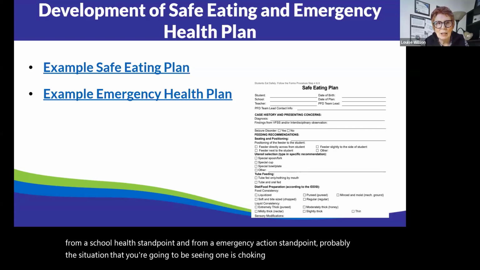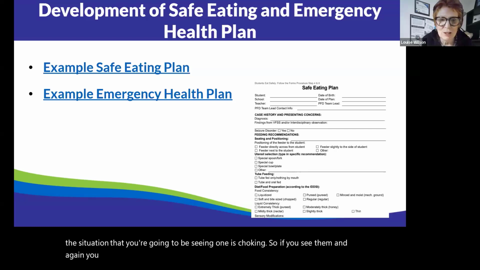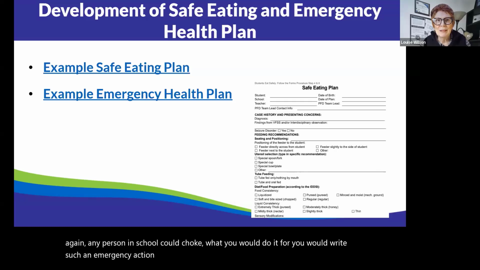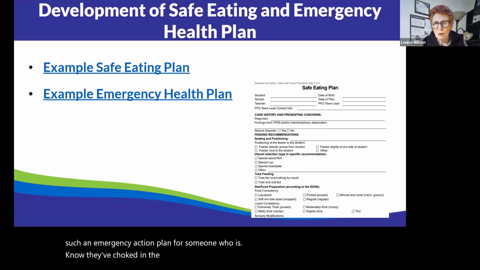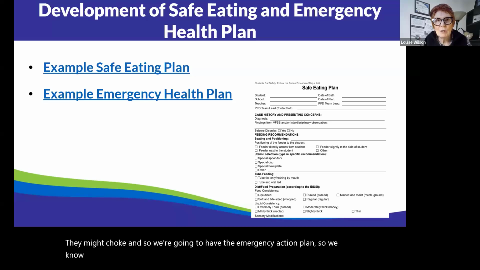So if you see them, and again, any person in school could choke, but you would write such an emergency action plan for someone who has choked in the past. It's anticipated that they might choke. And so we're going to have the emergency action plan so we know how staff can respond to it. So it would be, you see this, do that.